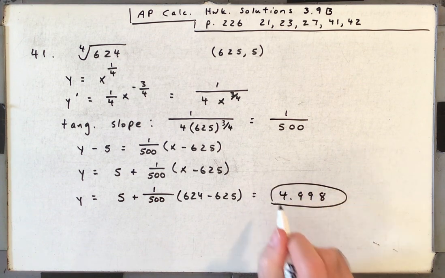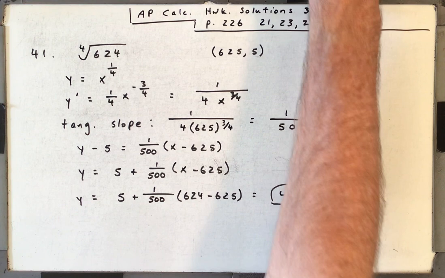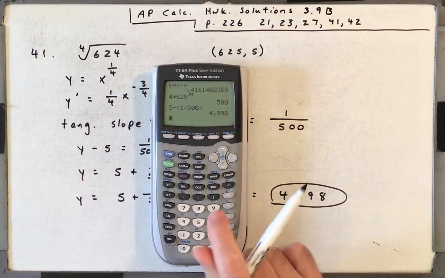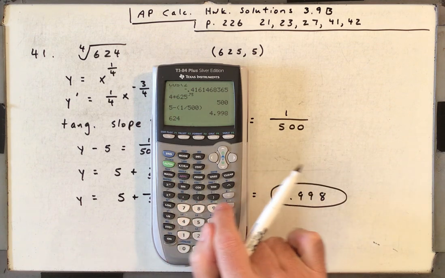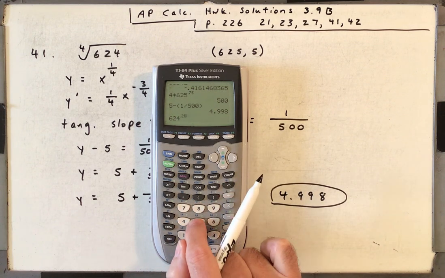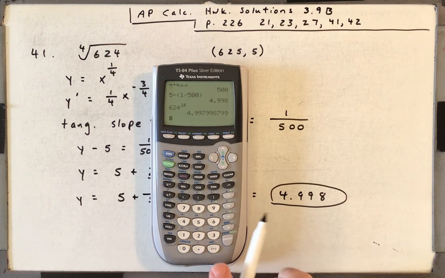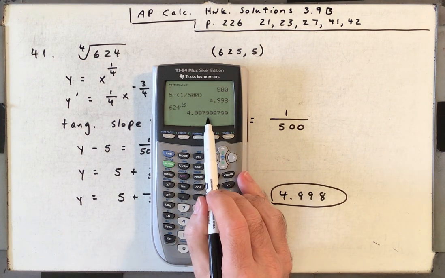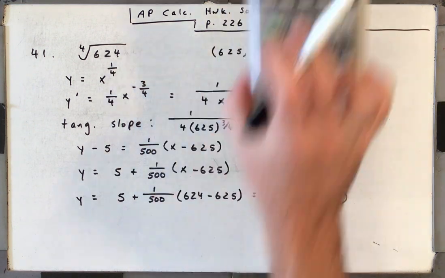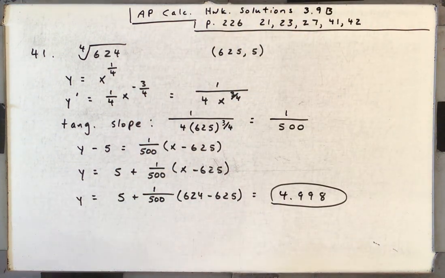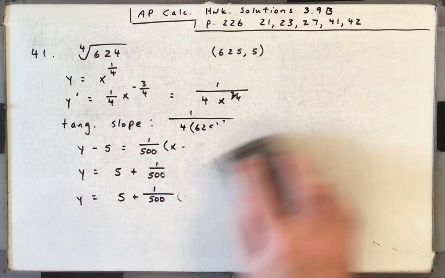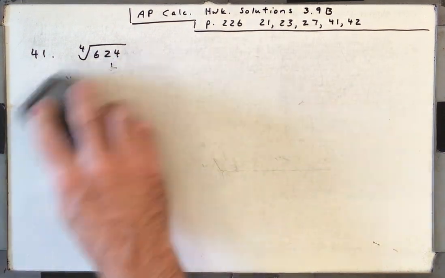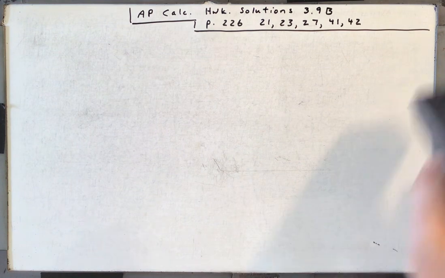Well, that number makes sense because it's real close to 5. Let's see what our calculator says the fourth root of 624 is. So 624 raised to the 0.25 power, 4.997998. I'd say that's pretty close to 4.998. So you can always check your answer on these, so that's pretty good. But on the test, you have to show every bit of this work. You can't just put the answer in your calculator. But you can see if maybe you did something wrong by checking it with your calculator.